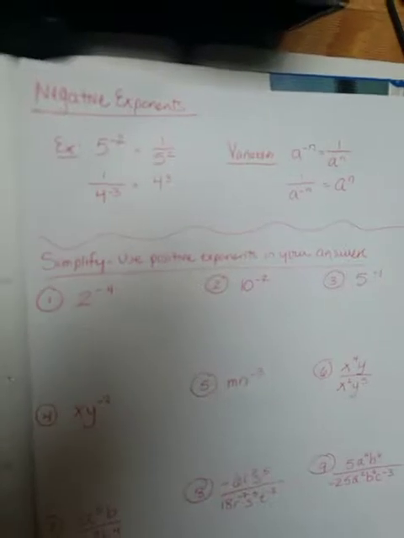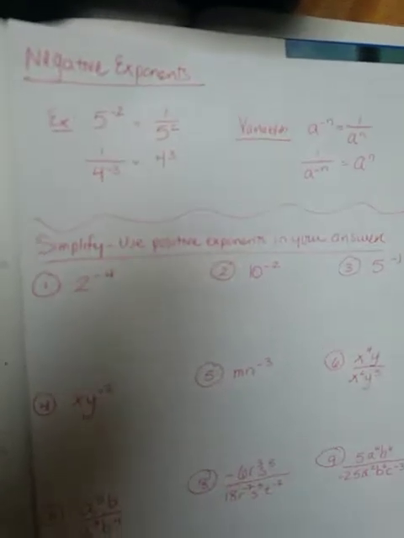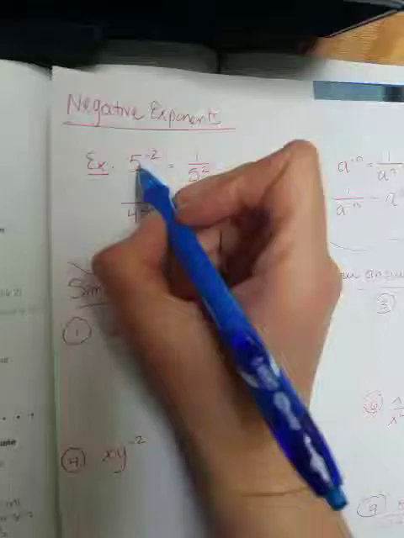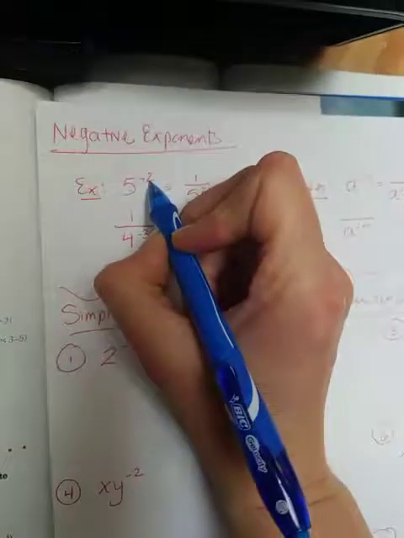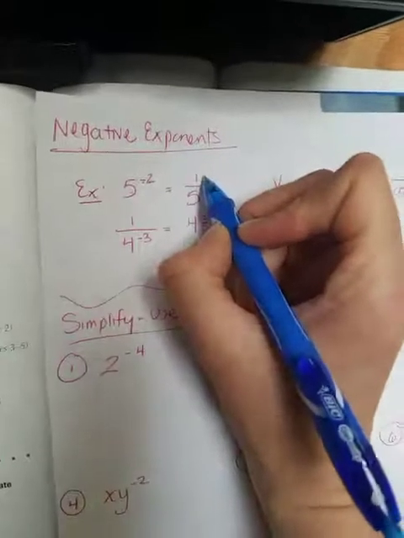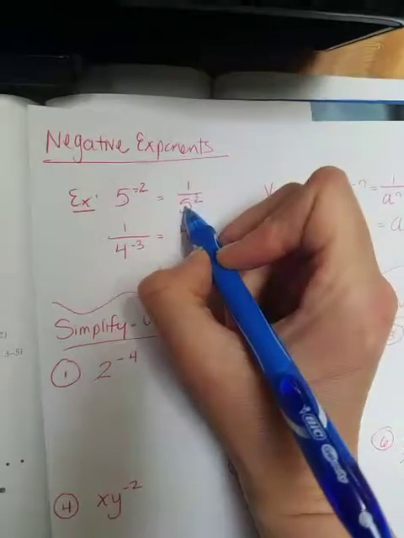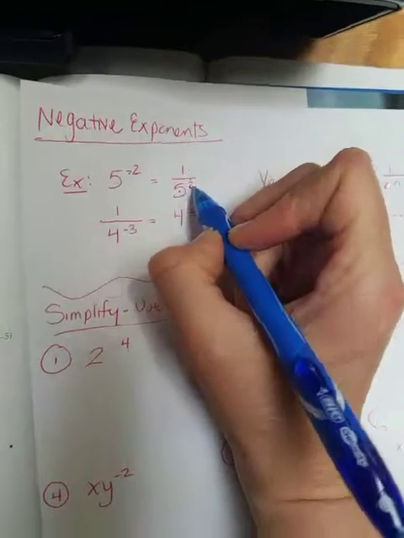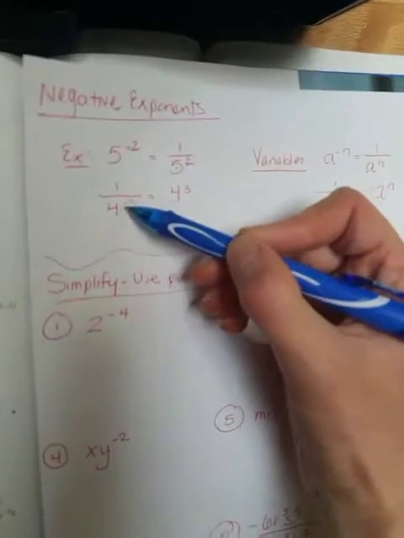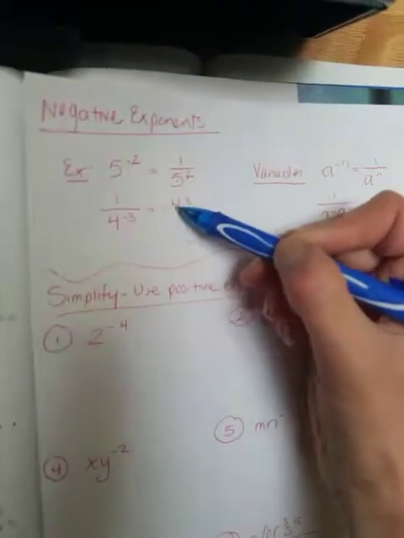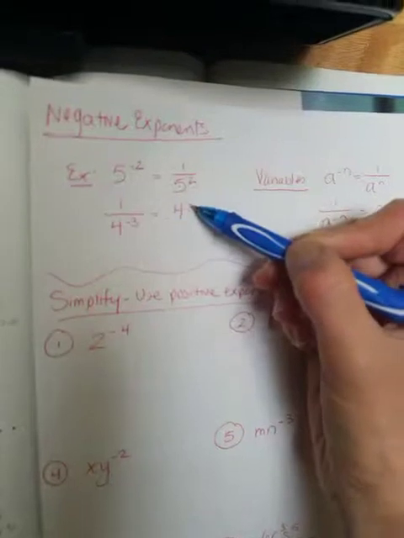Hi everybody, our next topic is negative exponents. So, really quick, if I had a base of 5 and it was raised to the negative 2 power, that means I rewrite that as 1 over 5 to the positive second power. If I had 1 divided by 4 to the negative third, I write that as 4 to the third power.